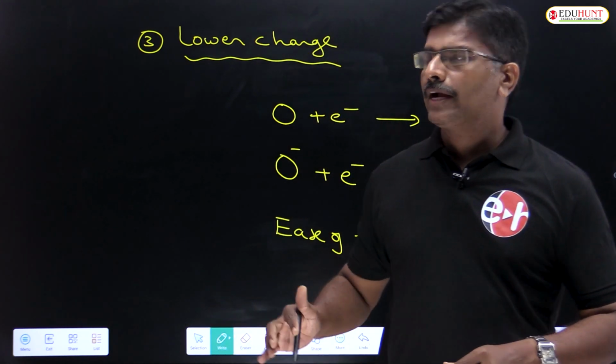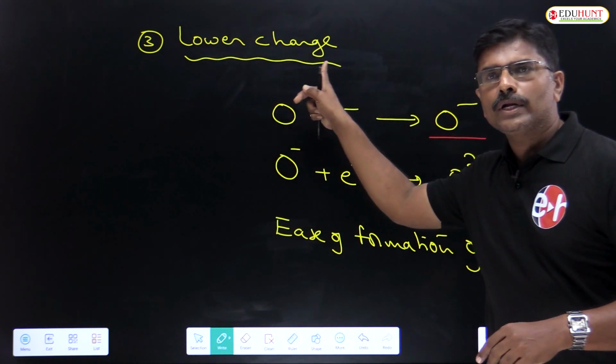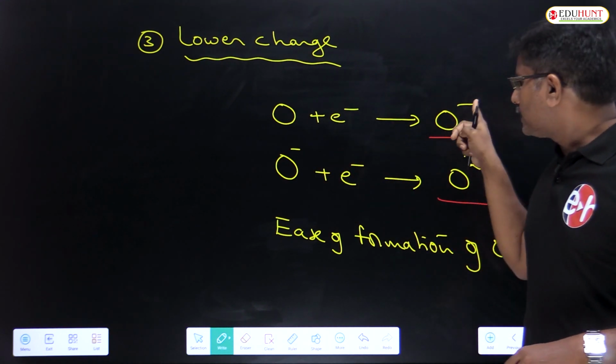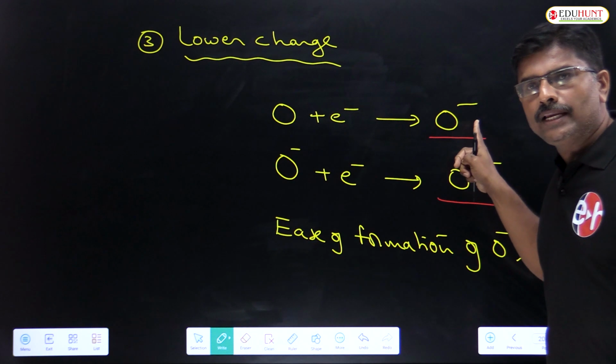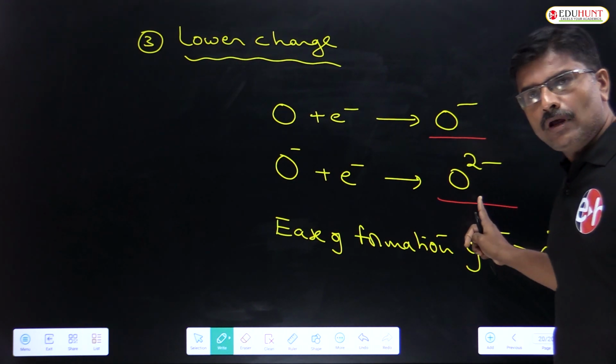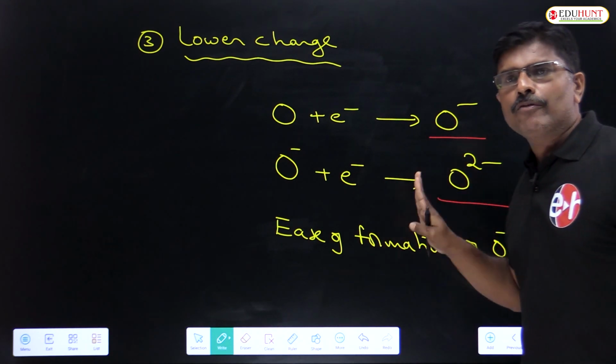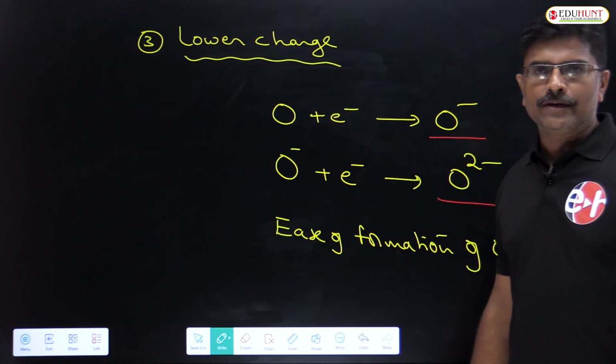And what's the last factor for the formation of anion? Lower charge on the anion. Okay, the anion with lower charge is going to be formed easily than the anion with higher or larger charge. So these are the 3 favorable conditions for the formation of anion.